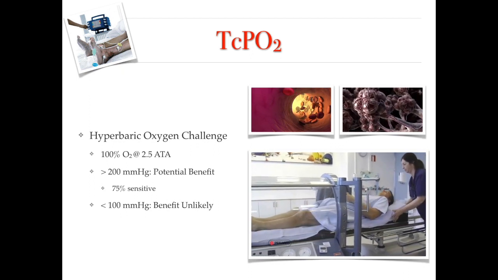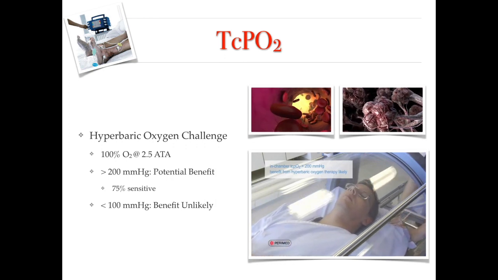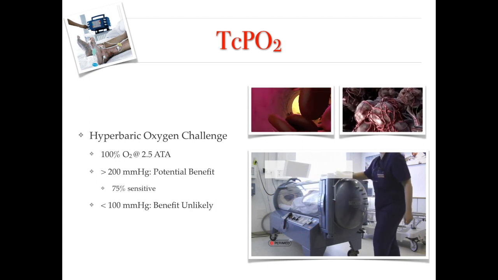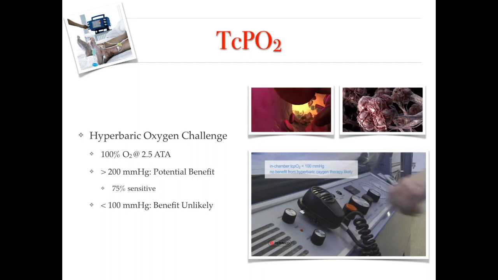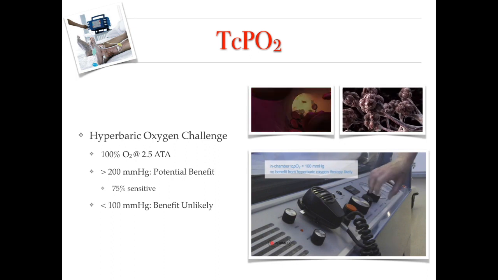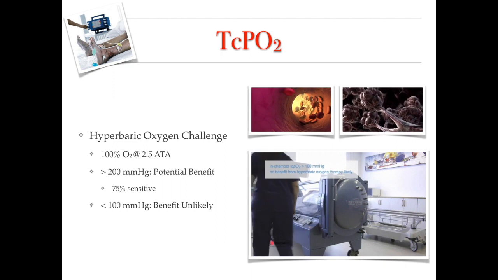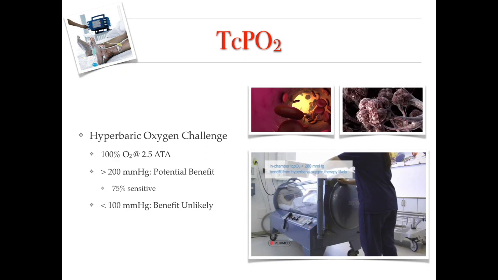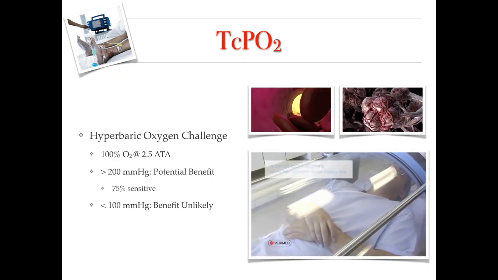Hyperbaric oxygen challenge. This involves exposing a patient to 100% oxygen at a pressure of 2.5 atmospheres absolute inside a hyperbaric chamber. One would expect the patient's TCPO2 levels to exceed 200 millimeters mercury to indicate or predict a potential benefit as far as wound healing is concerned. However, if the TCPO2 levels are less than 200 millimeters mercury, it is unlikely that such a patient would derive any benefit from hyperbaric oxygen therapy as far as wound healing is concerned.